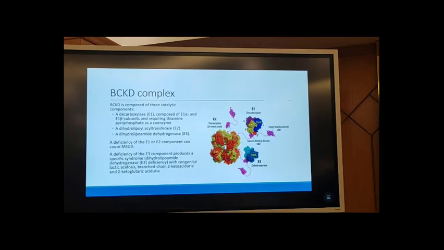But if you have a defect in the E3 dehydrogenase, we find something called dihydrolipoamide dehydrogenase deficiency, and dihydrolipoamide dehydrogenase is a different entity. Patients with dihydrolipoamide dehydrogenase deficiency can present with liver cell failure together with severe hypoglycemia. And unless you diagnose the patient, usually the patient dies. Okay, so it is different in the clinical presentation.